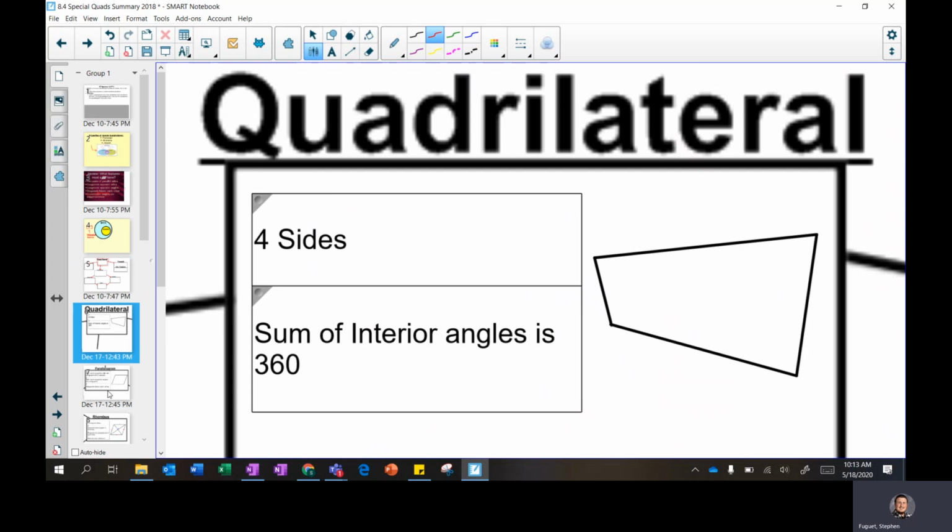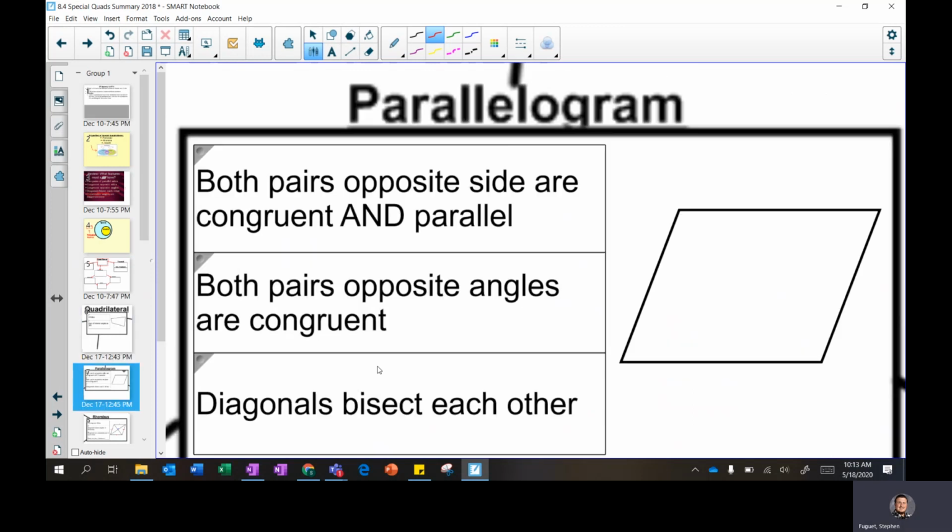Keep in mind that you can pause this at any point so that you can write these down yourself. Next, we have parallelograms, which again are the exact same things I showed on the previous slide in the video. Both pairs of opposite sides are congruent and parallel. Both pairs of opposite angles are congruent. And lastly, diagonals bisect each other.